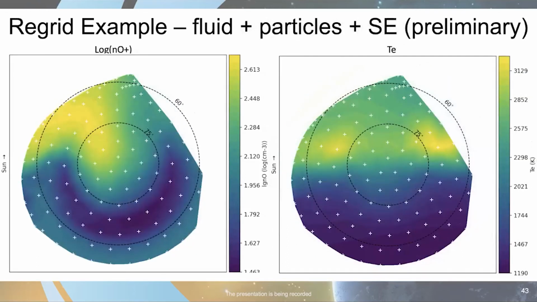Now that was an example with just the fluid, but I wanted to show you that this works for the particles too. So this is an example of the outflow solution with fluid and with particles and with superthermal electrons from GLOW. Here, at one particular altitude slice, this is showing the O+ distribution at this time, and also the electron temperature on the right. And again, you can see that you get a very nice outflow solution with a very nice uniform distribution of points without any of the bunching that you saw in the low resolution, small number of field line case.